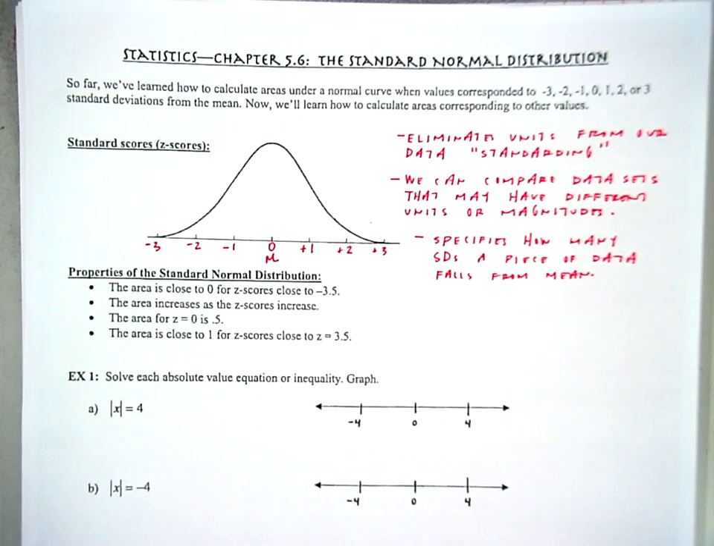So again, if we see a positive value, right, then it is above the mean, and if it's negative, it's below the mean. A z-score of 0 will mean it is exactly the mean, right? Because we're 0 standard deviations above or below, we are the mean.